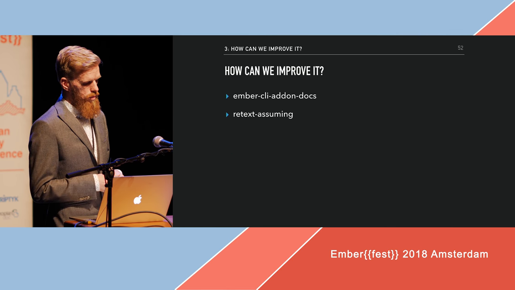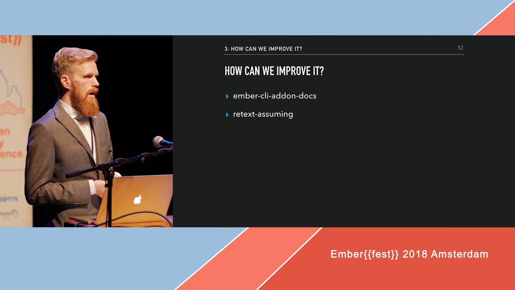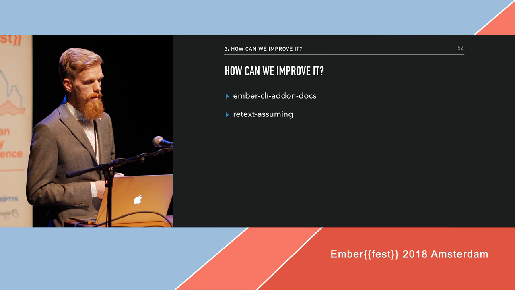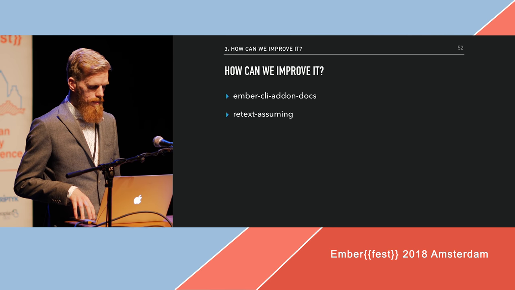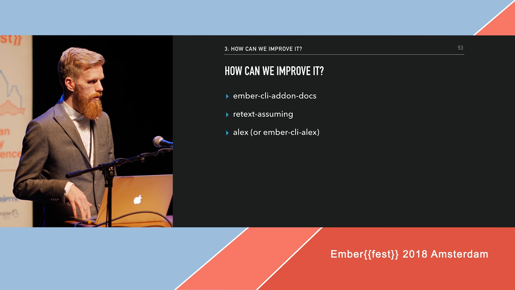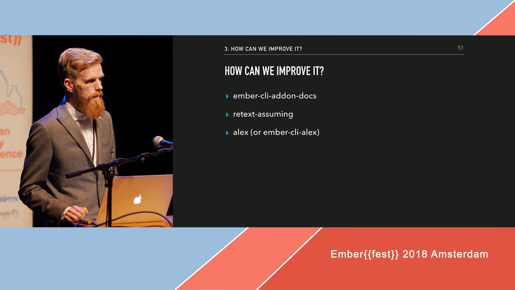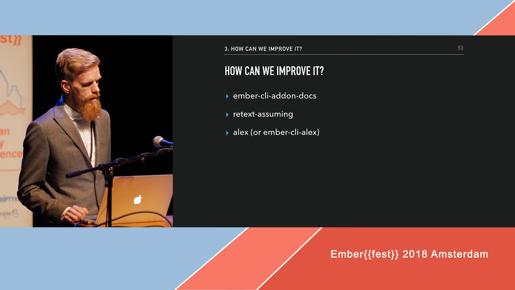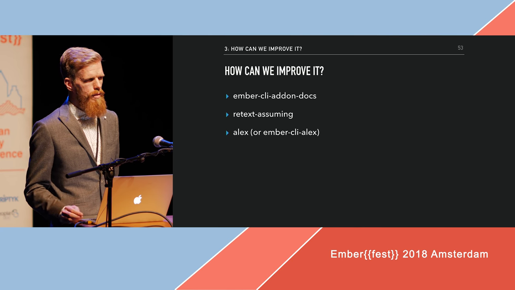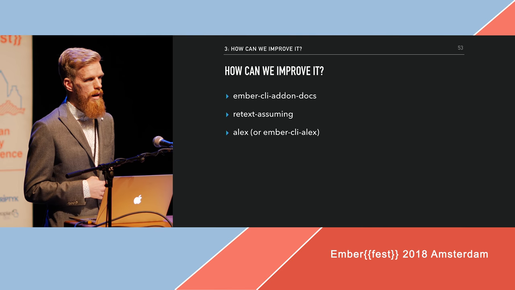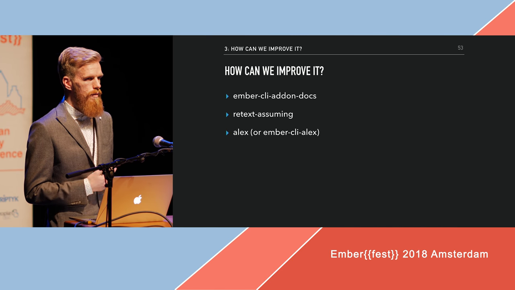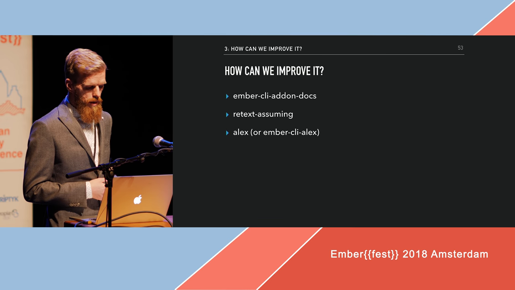Then there's a tool called Retext Assuming. Now, this is for finding unhelpful phrases. To use this, you should simply install it with npm, and then it works. It works sort of like a linter, so it's pretty easy to set up. And then there's Alex, a tool for finding offensive language and stuff like that. There's also an Ember CLI Alex, which hasn't been updated for a while, but it allows you to run Alex within your test suite. So when you run your tests, it will also run through your code and your documentation for offensive language, which I think is pretty nice.